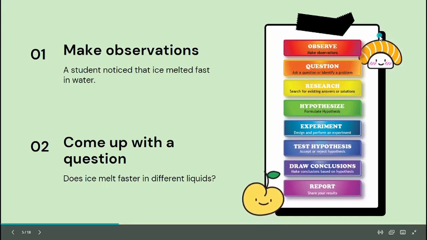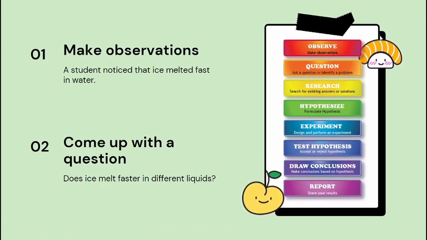Okay, so let's discuss each procedure. Let's begin with making an observation. When you are making an observation, you are using your five senses. Those are the sense of sight, sense of smell, sense of touch, sense of hearing, and sense of taste.